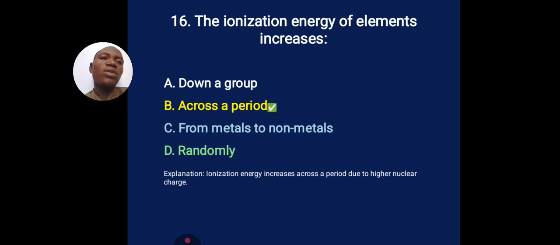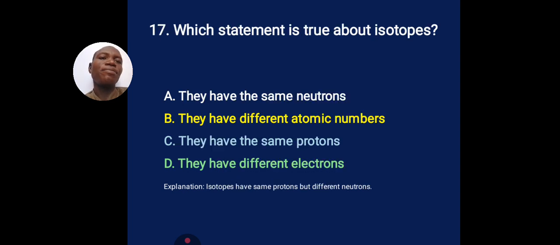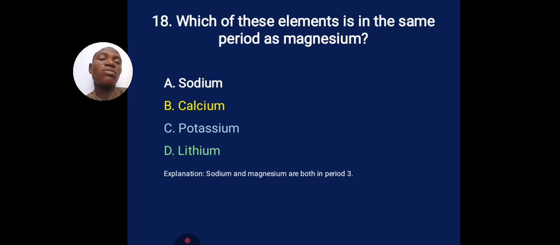Okay, so let's go. Question 16 says, which statement is true about isotopes? They have the same neutrons, they have different atomic number, they have the same protons, they have different electrons. So what is true about the isotopes? The correct answer is they have the same protons. They have the same atomic number but different mass number. So they have the same number of protons.